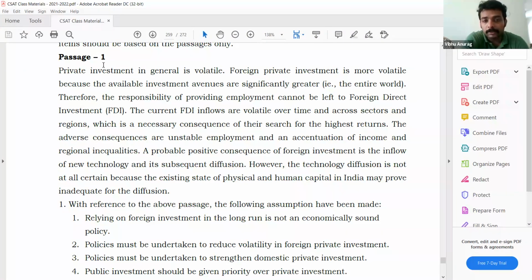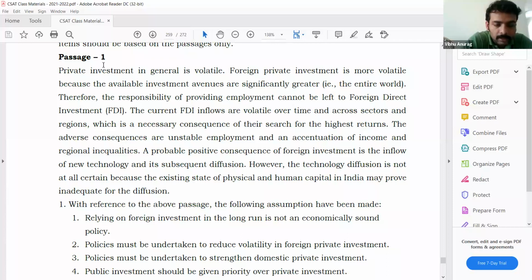A probable positive consequence of foreign investment is the inflow of new technology and its subsequent diffusion. So after talking about the drawbacks, now he talks about the benefits. Diffusion means spread. So that is the benefit. We get new technology and it's spread in the nation. However, the technology diffusion is not at all certain because the existing state of physical and human capital in India may prove inadequate for the diffusion. It's not sufficient. Now, what assumptions have been made?